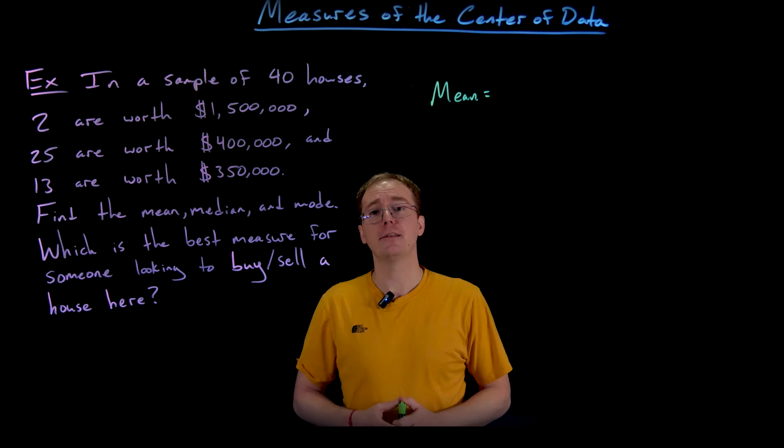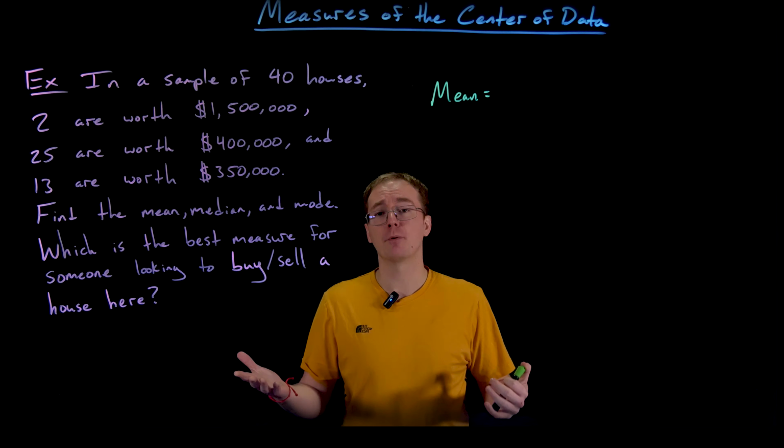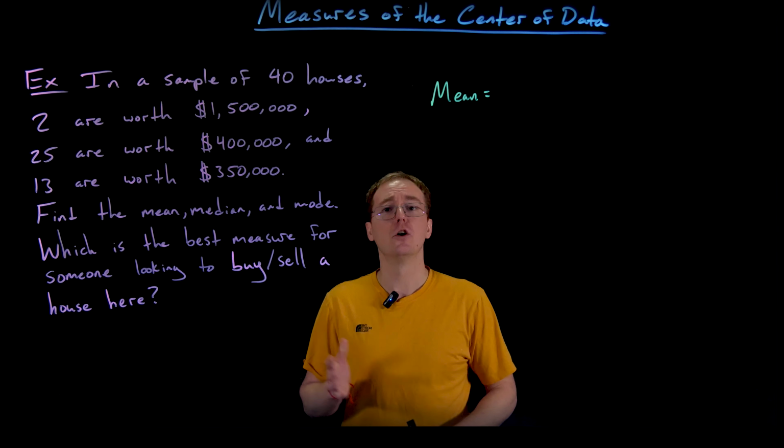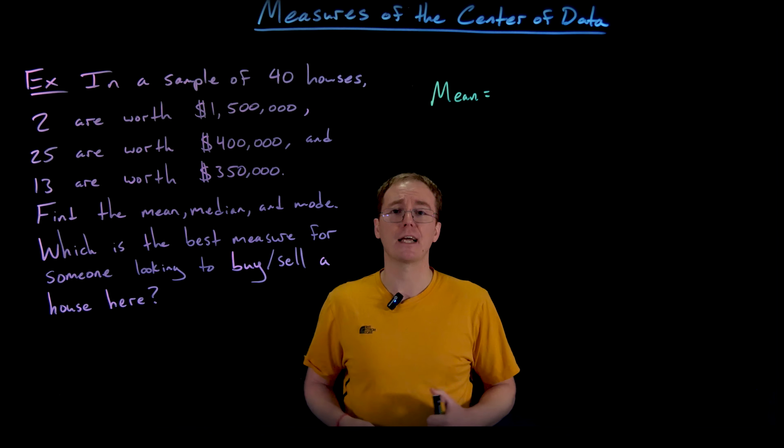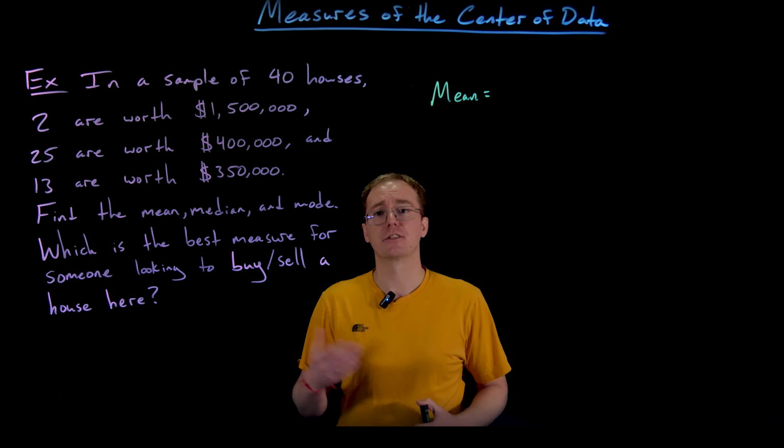All right, so we want to calculate the mean, or the average home price, for this sample of 40 homes. And we do not need to actually list out adding all of these values together. We can do it in a much quicker, more concise way using this common frequency amongst some of our data values. So instead of writing 1.5 million plus 1.5 million, we can just express that as 2 times 1.5 million.